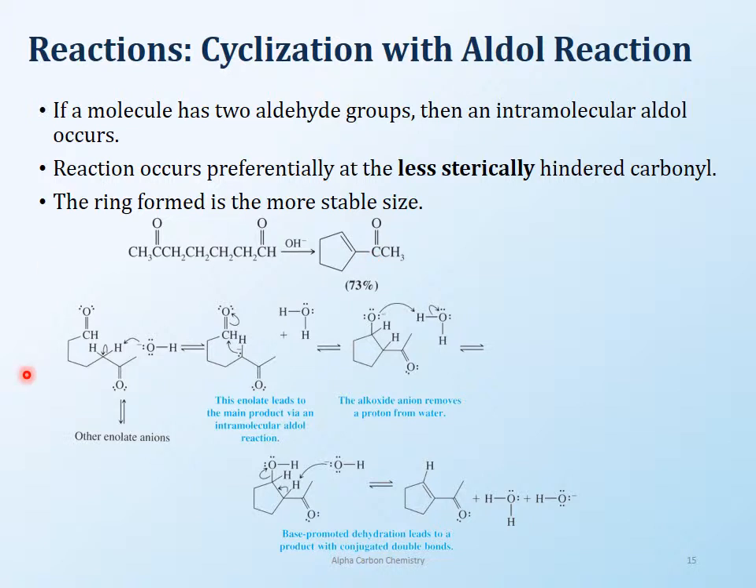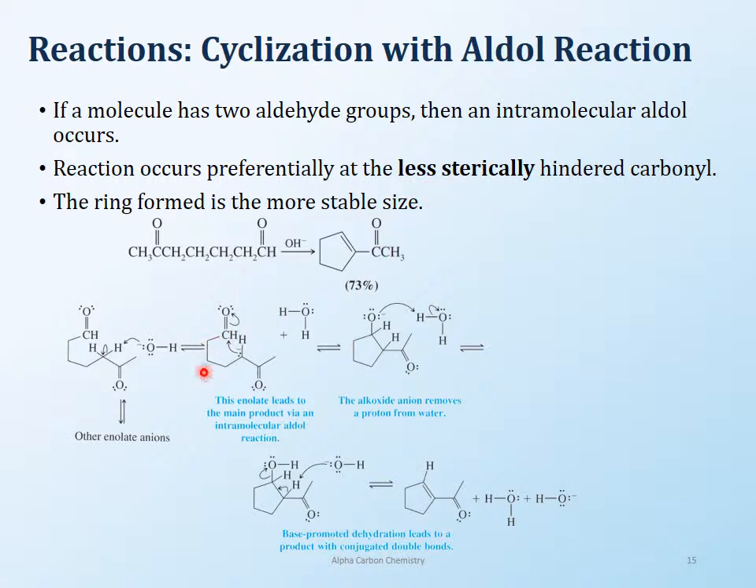And so here is the mechanism of that aldol reaction going on. I don't have to go through it step by step because you know exactly what is happening with the alpha proton and then the nucleophilic attack and so on, and then you end up getting the alkene. The dehydration does happen. One thing you have to watch out for when you do the cyclizations is that the reaction will occur preferentially at the less sterically hindered carbonyl.